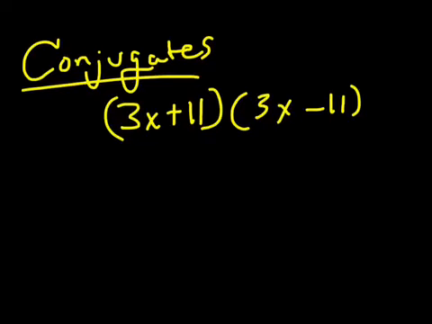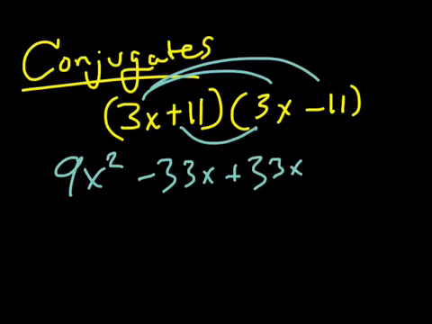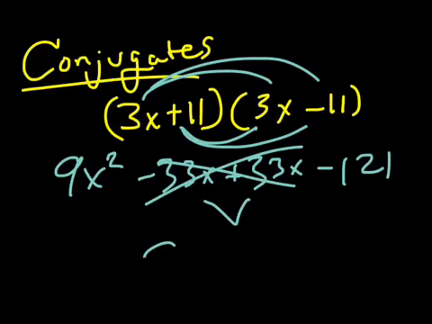All right, now let's look at what conjugates are. So conjugates are very similar to perfect squares. The difference occurs here. So this is plus 11, this is minus 11. So the 3x terms are the same, but that second term is different, and that's what makes these conjugates. So let's look at what happens when we distribute here. 9x squared, negative 33x, positive 33x, and negative 121. We combine those, they actually cancel, and we just get 9x squared minus 121.